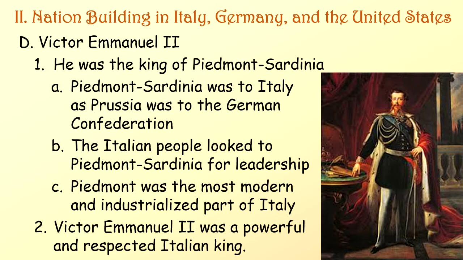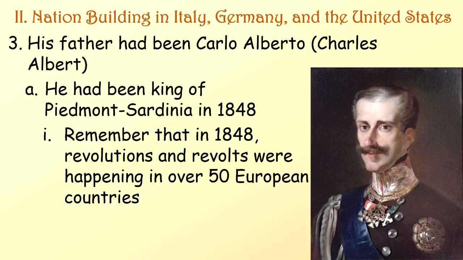And Piedmont-Sardinia was to Italy as Prussia was to the German Confederation. The Italian people looked to Piedmont-Sardinia for leadership. Piedmont was the most modern and industrialized part of Italy, and Victor Emmanuel II was a powerful and respected Italian king. His father had been Carlo Alberto, or Charles Albert, and he had been king of Piedmont-Sardinia in 1848.